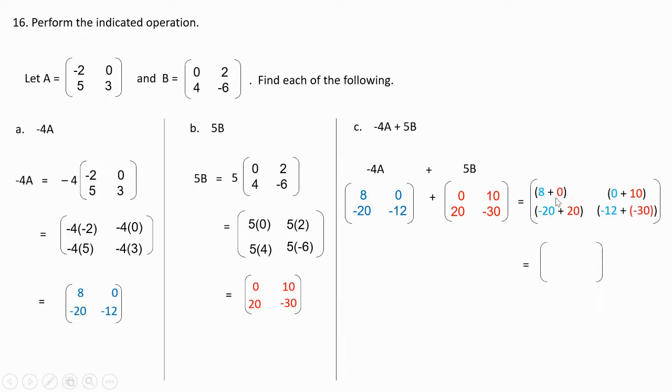But if you want, guys, I can go straight from here to the answer. What's 8 plus 0? The answer is 8. What's 0 plus 10? The answer is 10. Negative 20 plus 20, the answer is 0. And negative 12 plus negative 30, the answer will be negative 42. So that's my solution. The matrix is 8, 10, 0, negative 42.